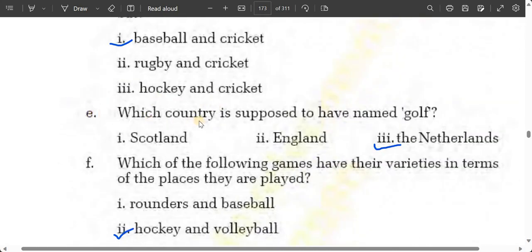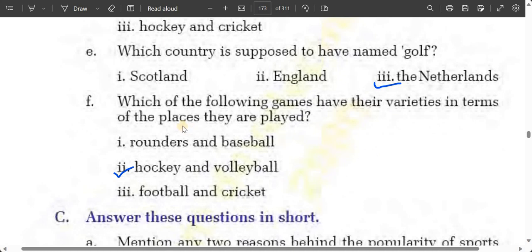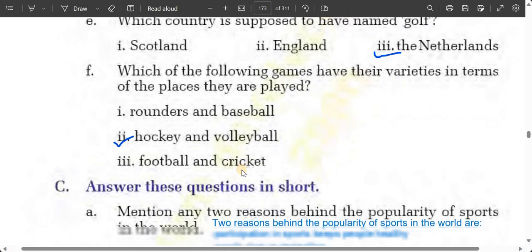Next one, which country is supposed to have named golf? The Netherlands. The Netherlands is supposed to have named golf. Now, which of the following games have their varieties in terms of places they are played? Hockey and volleyball.